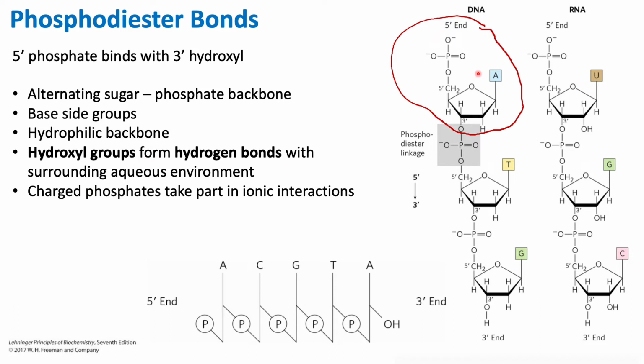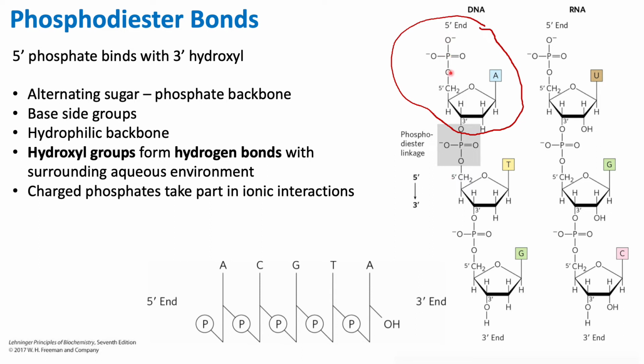Now, as I mentioned before, we see this pattern of phosphate, sugar, and we can note that these groups are very hydrophilic. These groups form the backbone of DNA and RNA. So we refer to the backbone of DNA and RNA as very hydrophilic. So it likes water. And that's because of the hydrogen bonding and these ionizable groups on our phosphate.